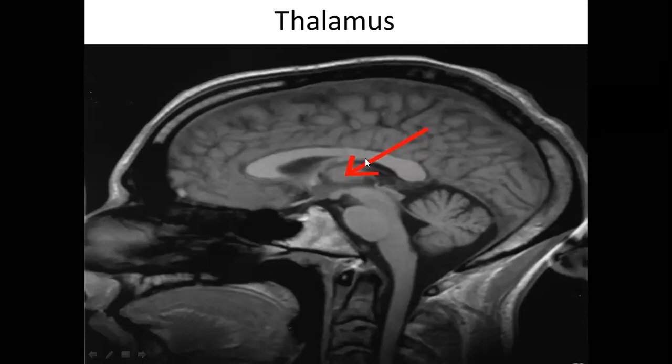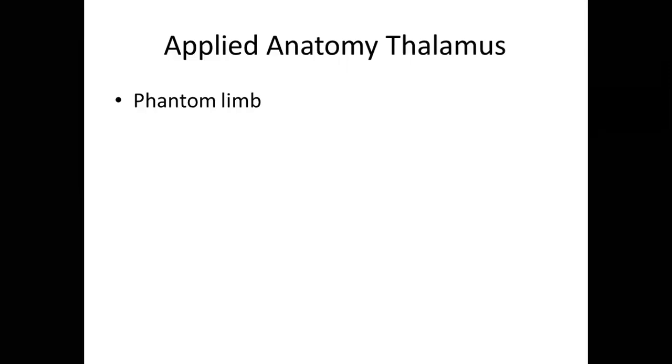Then there can be certain other disorders related to the thalamus. So this is the importance of the thalamus, and a short note can be asked on the thalamus also. That is about phantom limb, the applied anatomy of the thalamus.